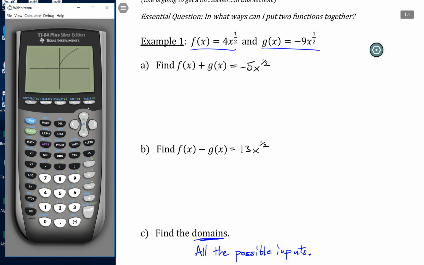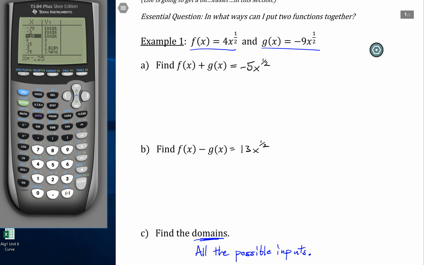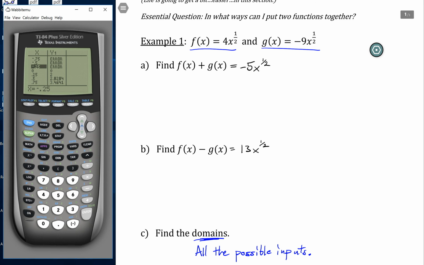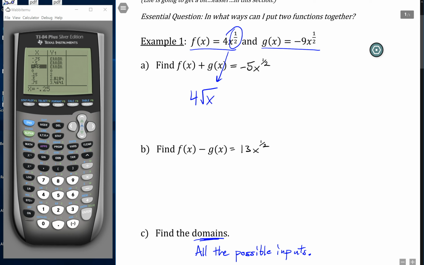But really the reason why is because there's some sort of issue that happens when I input x's that are negative. And so we need to ask ourselves, what is going on with the negative inputs? Well, remember, this 1/2 really means 4 times the square root of x. And what do we know about square roots? What can I not put into square roots? Oh, I can't put negatives into square roots. So in this case, my domain is everything from 0 up.